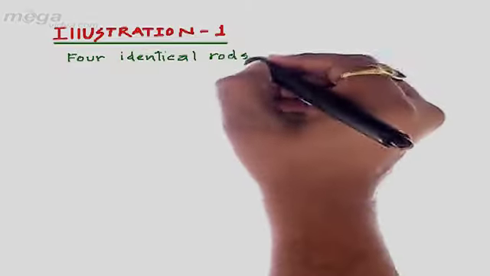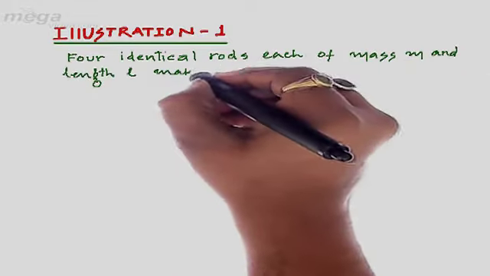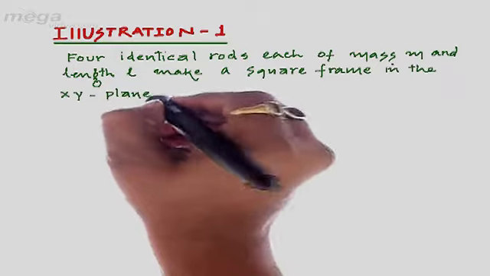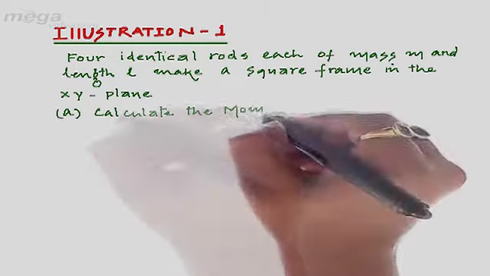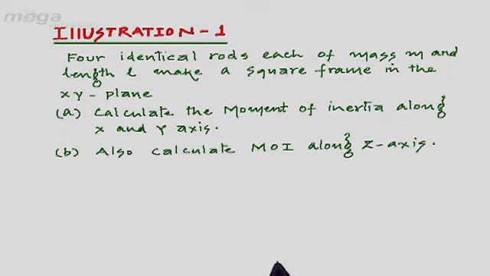Today we are going to explain some illustrations based on moment of inertia, and finally we will do the exercises. Four identical rods are given, each having mass m and length l, and they make a square frame in the xy plane. We have to calculate the moment of inertia along the x-axis, the y-axis, and also the z-axis.